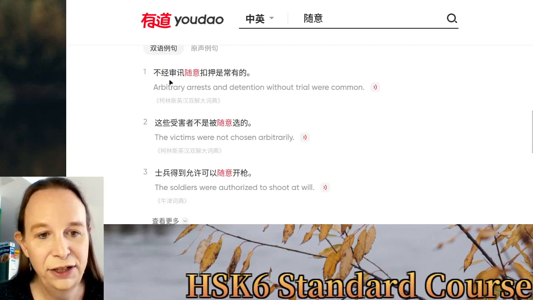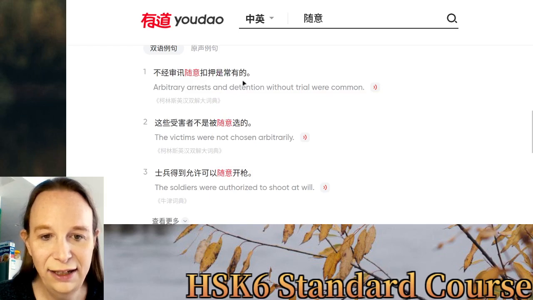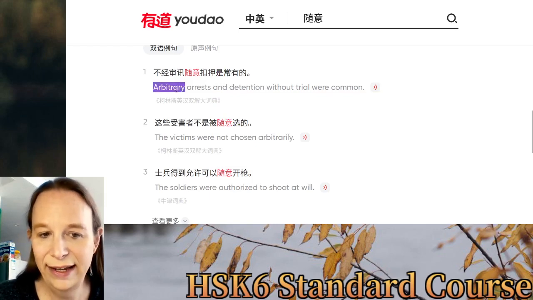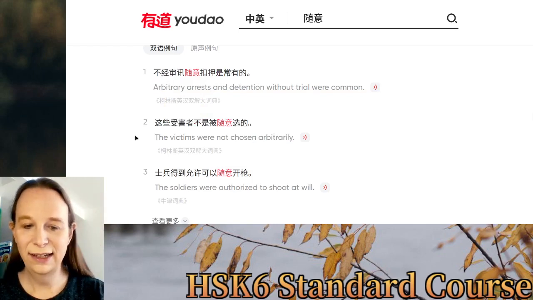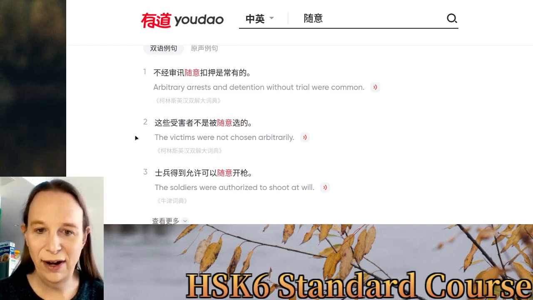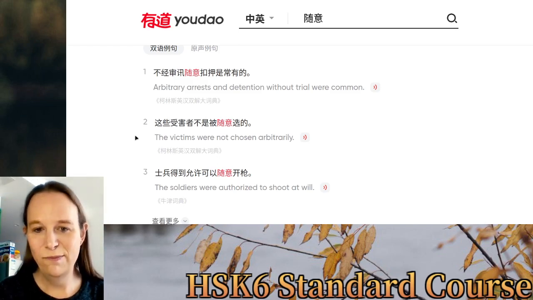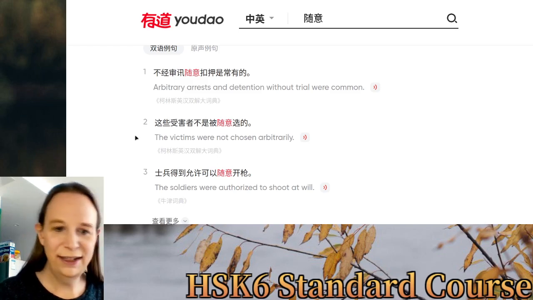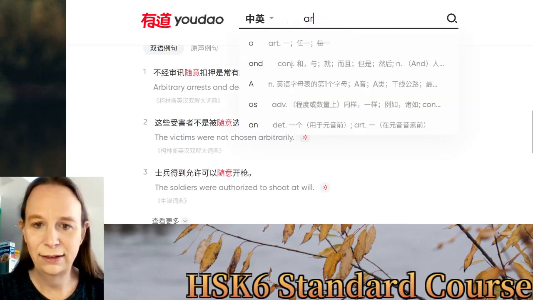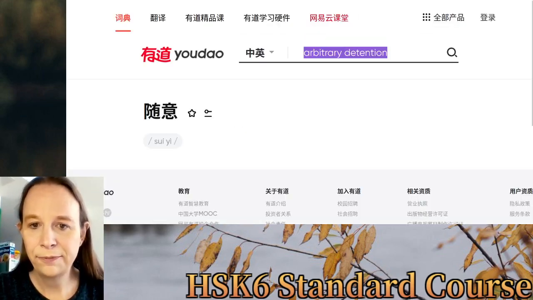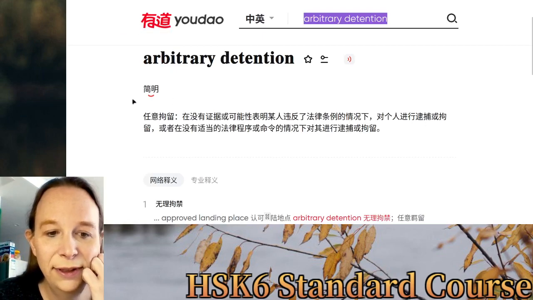Okay, 不经审讯. Okay. 随意. 扣押是常有的. Arbitrary. Yeah, I thought it was arbitrary. So it's arbitrary, but this is not like random. It's arbitrary in the sense of without justification, in the sense of arbitrary detention. No, 任意拘留.